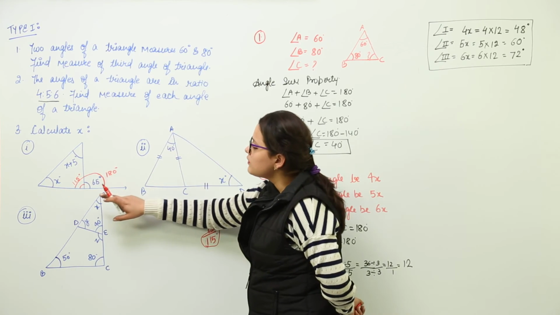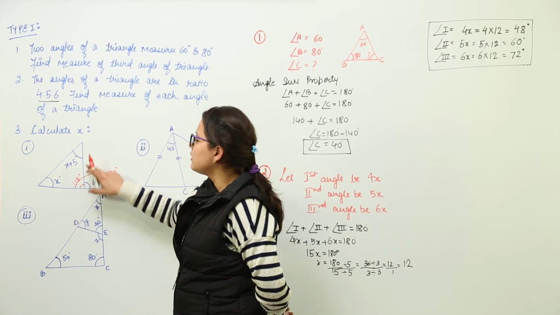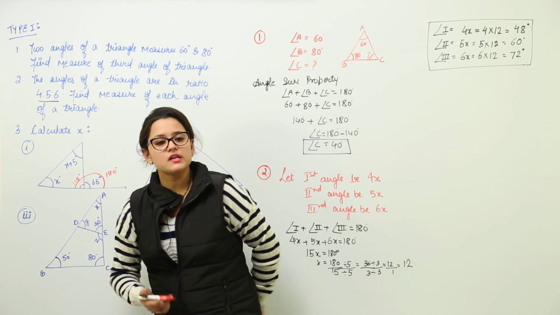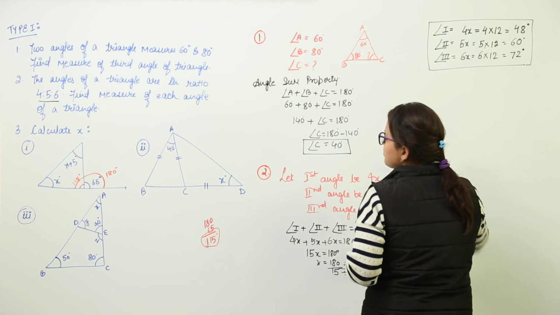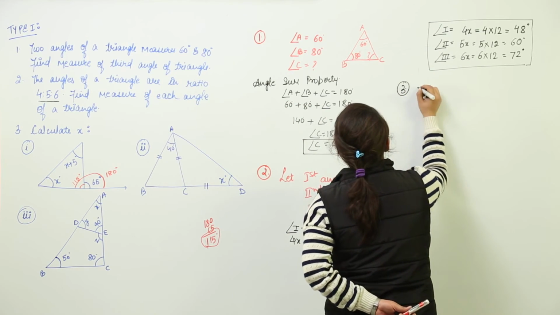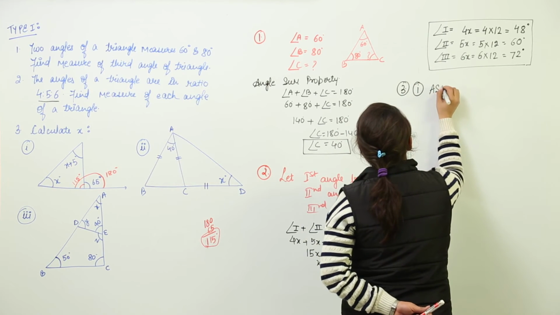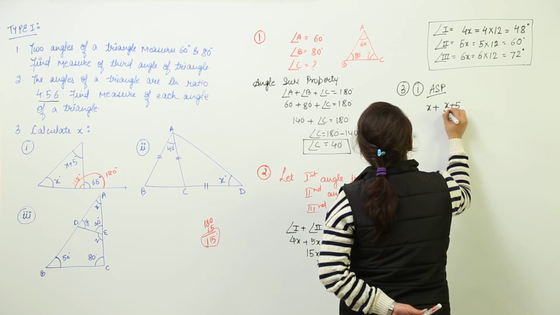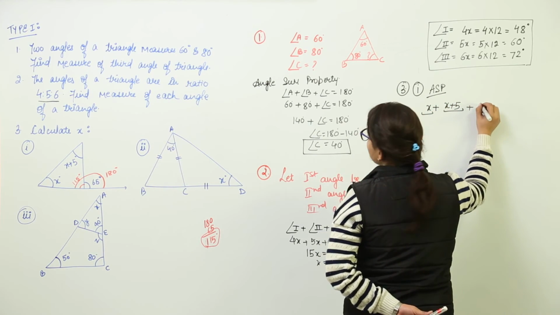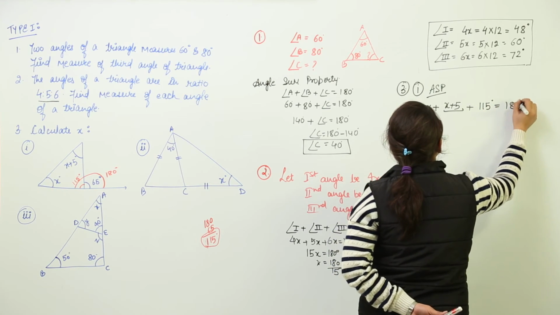Now this 115 degrees is one of the interior angles of this triangle. Now all we have to do is apply the angle sum property. So when you apply the angle sum property here in question number 3 first part, you would get, according to the angle sum property, x plus x plus 5, this is the second angle, and the third angle will be 115, that will be equal to 180 degrees.